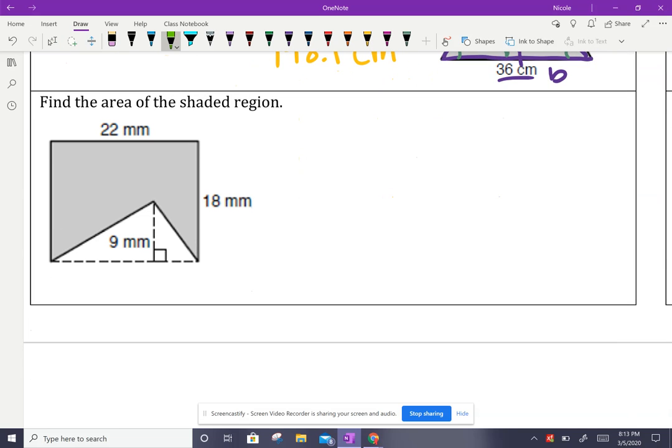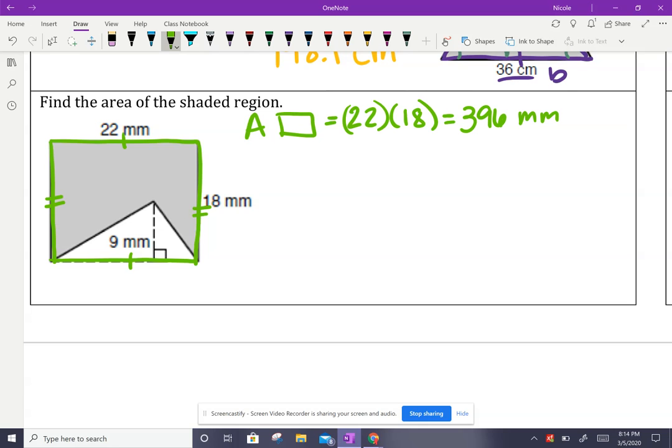I'll do one more. I have a rectangle and then a triangle. So find the area of my rectangle first. Base times height, so we're going to do 22 times 18. 396 millimeters squared. And then we're going to take a look at the shape inside, which is a triangle.